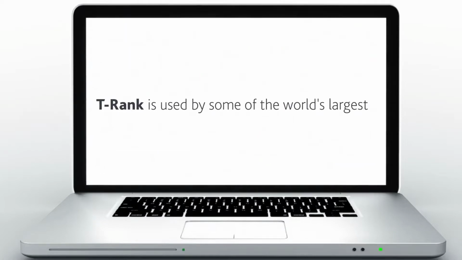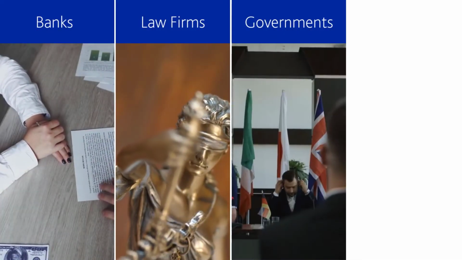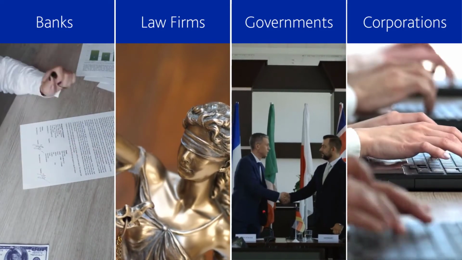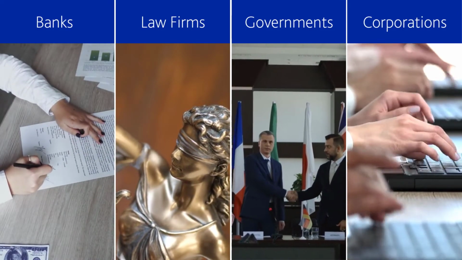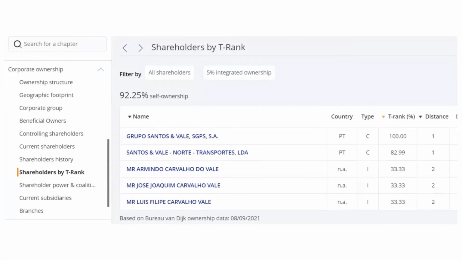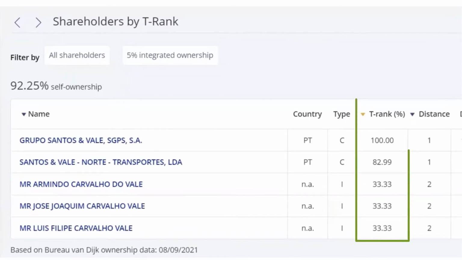T-Rank is used by some of the world's largest banks, law firms, government institutions, and corporations globally to reveal and analyze the often complex webs that emerge when you start to trace ownership links between shareholders. Integrated ownership, along with other T-Rank capabilities, calculates and reveals true ownership in the subject company through both direct and indirect paths, regardless of size or complexity of ownership structure.